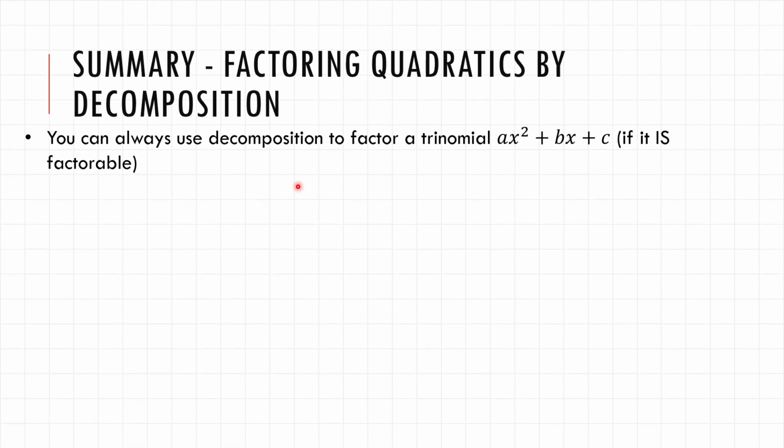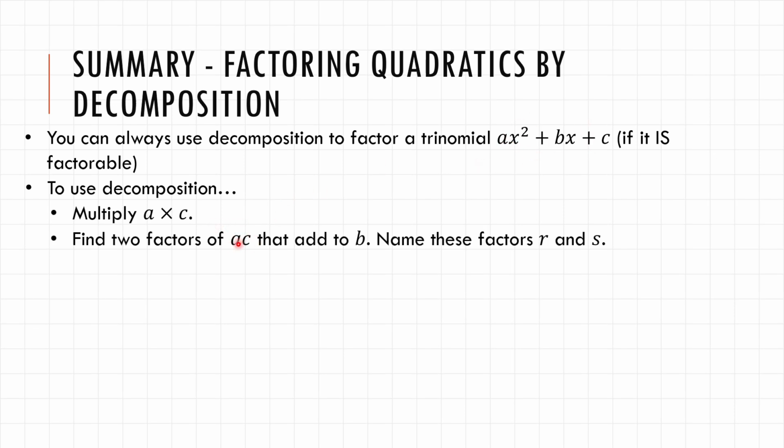If that fails, well, you can always use decomposition to factor a trinomial if it is factorable. So if the coefficient of x squared is not 1, if there actually is a number there and it's not a perfect square trinomial, to use decomposition, you just multiply a times c. Then you take the two factors of that. You have to find two factors that do add up to b.